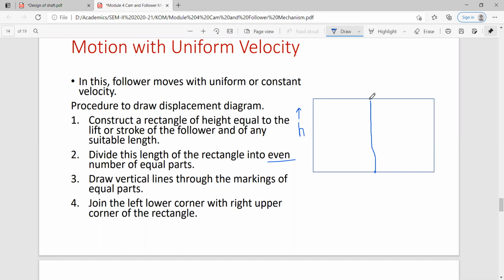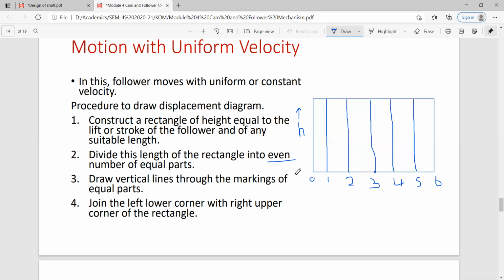So this is your 2 parts, then this is your 3 parts here. All the parts should be equal, keep in mind. Okay, you have divided it like this. Now you have to number them. For example, I will start with 0 here. First, second, third, fourth, fifth and sixth.